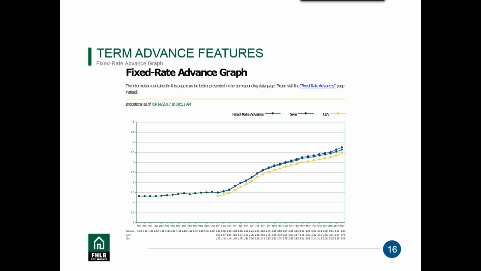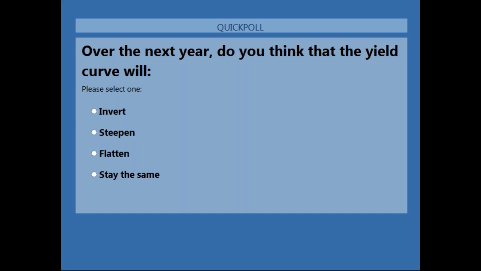Before that, another polling question. Curious what the audience thinks, and this is over the next year. Do you think that the yield curve will do one of four things? Will it invert? Will it steepen? Will it flatten? Or will it stay exactly the same? Brett, do you want to open up the polls to that question?